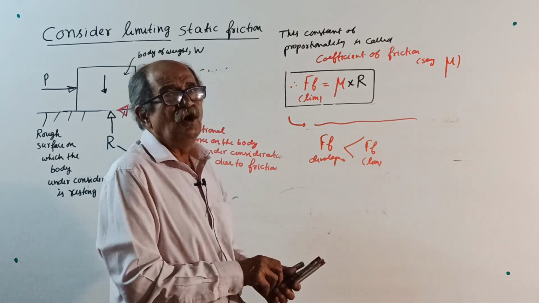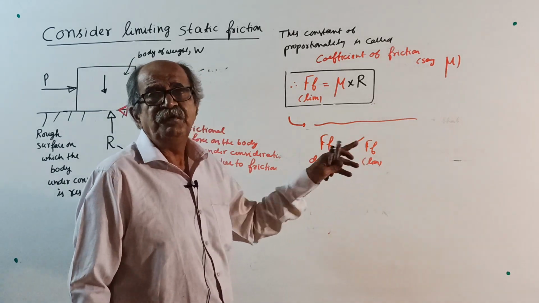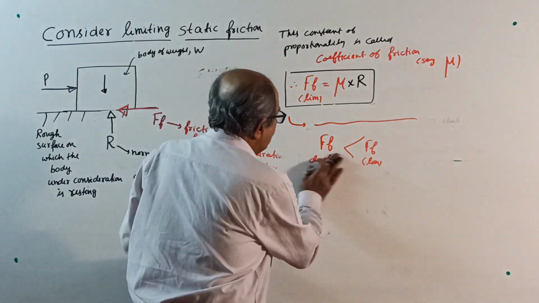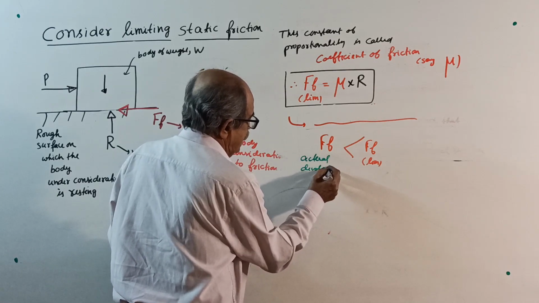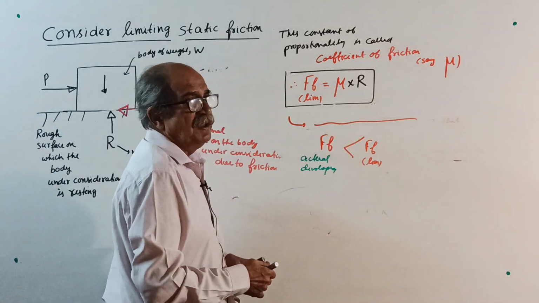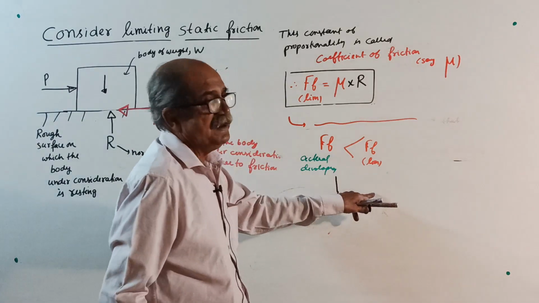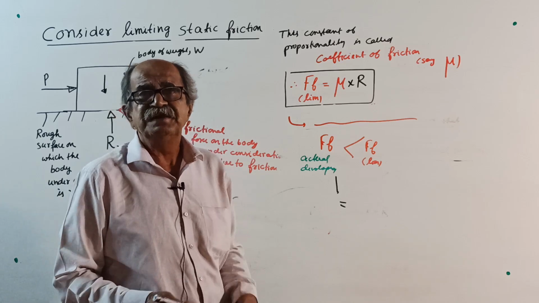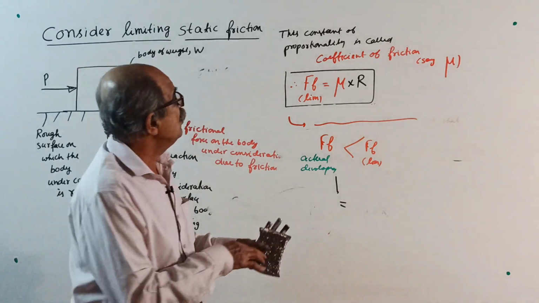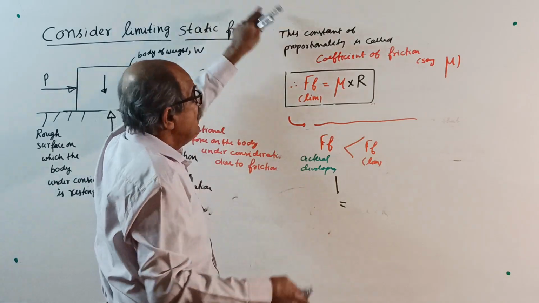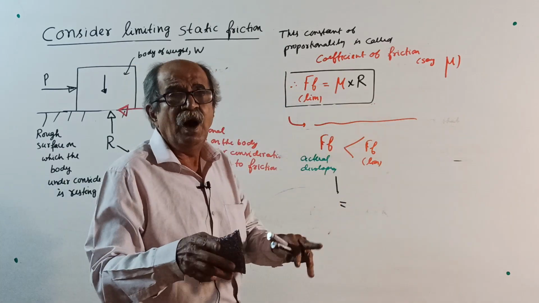Because only that much force is developed which is required to prevent motion. So Ff actual developed will be less than Ff limit, and right here Ff actual developed equals Ff limit when we reach the limiting stage. This is Ff equal to mu into R. Now, one small concept. There is another way of expressing mu. Coefficient of friction depends on what? I will tell it later.